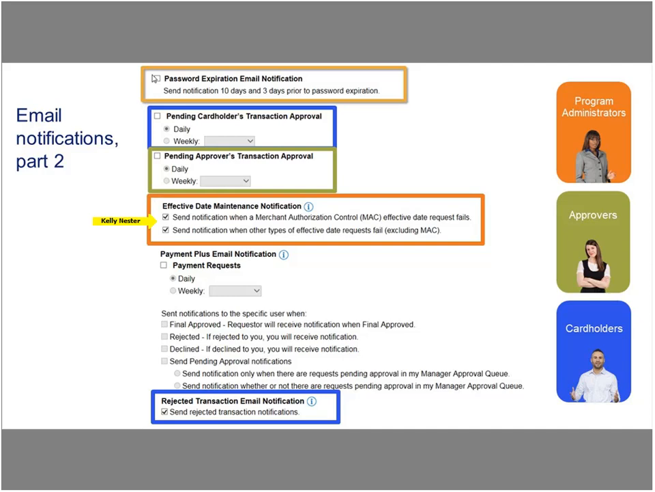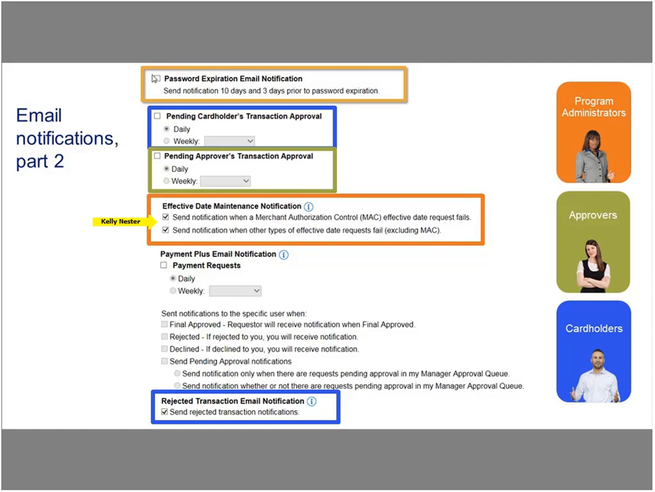But in case there is something that goes wrong in the system or there's some kind of fluke, you should elect to receive notifications in case either of those types of maintenance effective dates fail. Now notice there's two of them because the controls are set up differently behind the scenes. So there's one for merchant authorization controls with effective dates or any other type of maintenance with effective dates. So it is a good idea to select those for just in case.